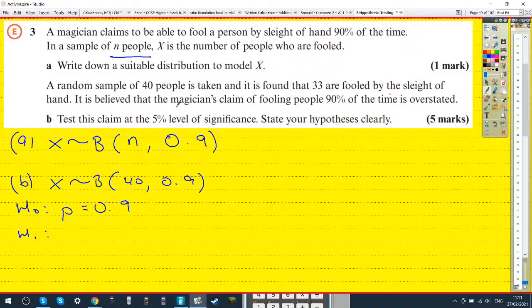Okay, the alternative hypothesis. They're saying that his claim is overstated. So we're checking if his 90% claim is overstated. And if that's true, then what's the alternative hypothesis? P is greater than 0.9. If he's overstating... Oh, so it's lesser, yeah. So part of it is understanding the wording. Yeah. Okay.